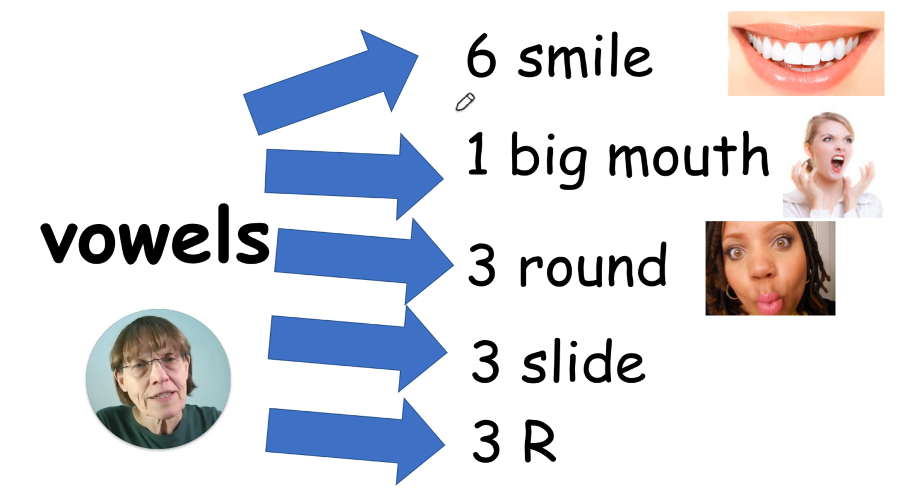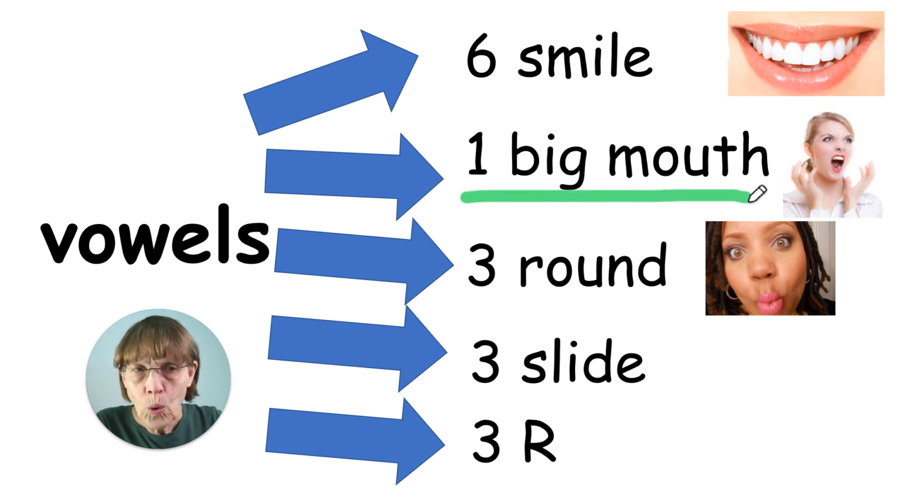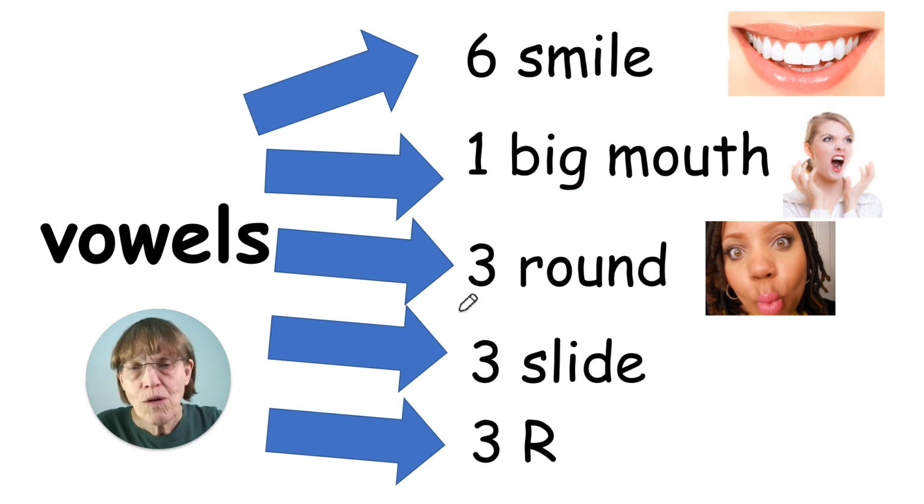We have how many smile? 6. How many big mouth? 1. How many round? 3. How many slide? 3. Well, there's 4. 3 important ones. And how many are? 3 again. So 16 or 17 important vowel sounds.